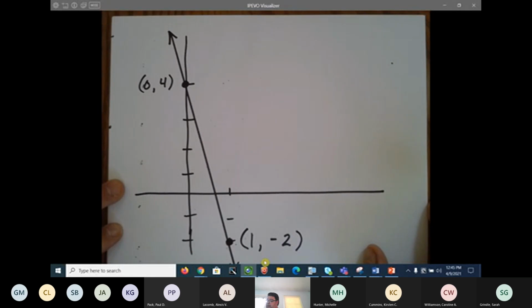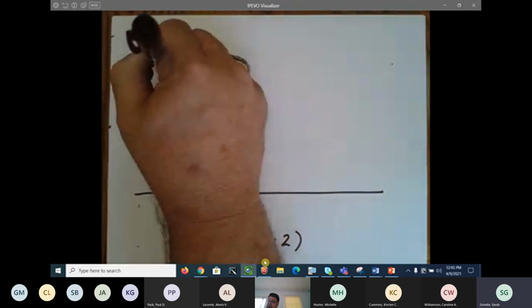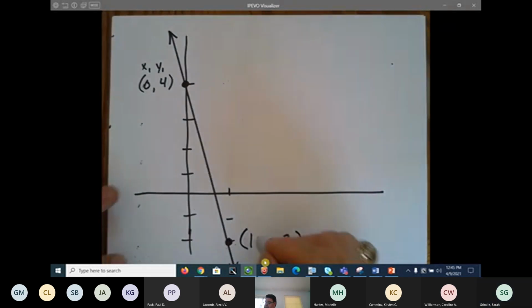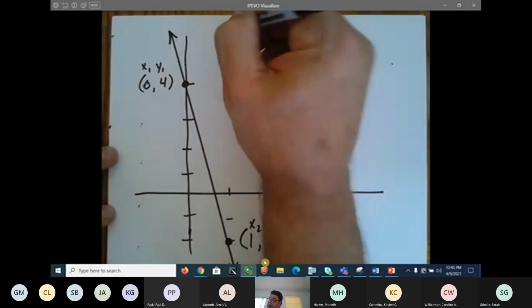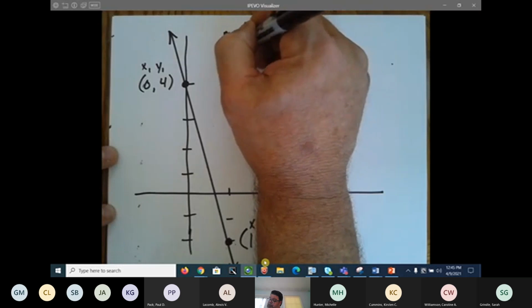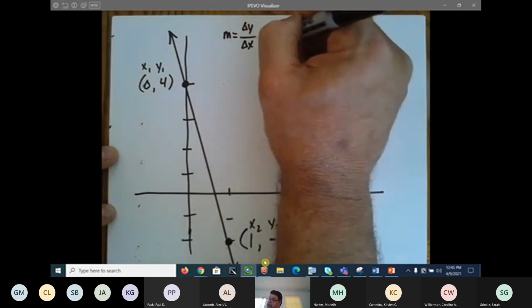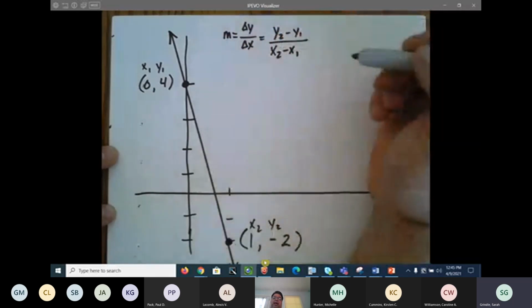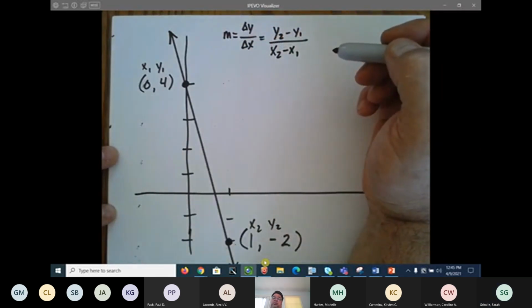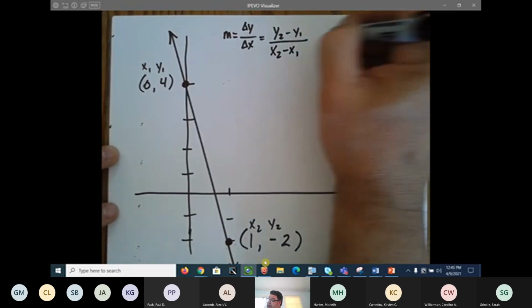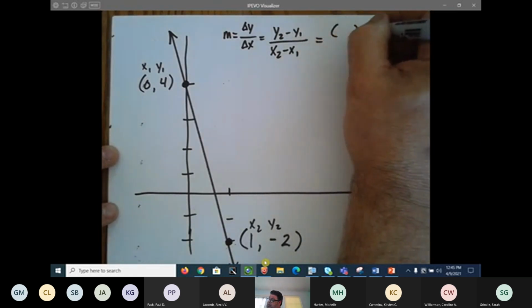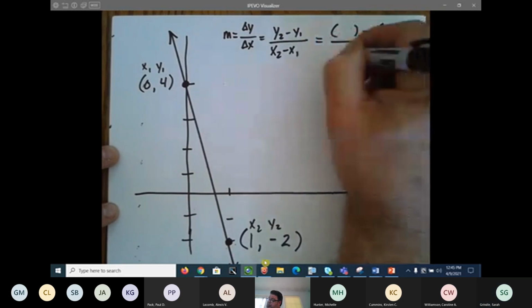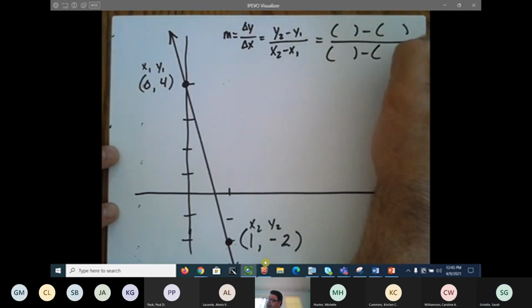All right. So which way do we read? Left to right. So this is x(1), this is y(1), this is x(2), this is y(2). So first we've got to find the slope. Slope is equal to delta y over delta x, which is equal to y(2) minus y(1) over x(2) minus x(1). This is on your last 3 sheets, somewhere on your last 3 sheets. Equals parentheses minus parentheses over parentheses minus parentheses.